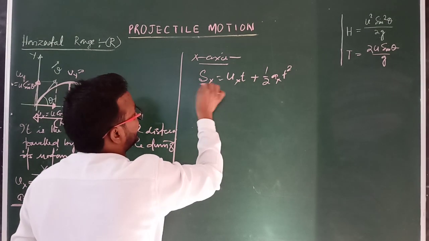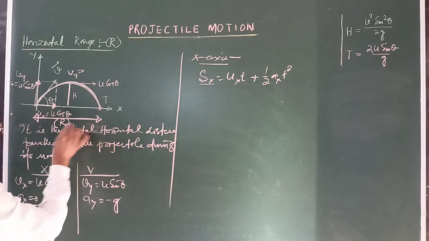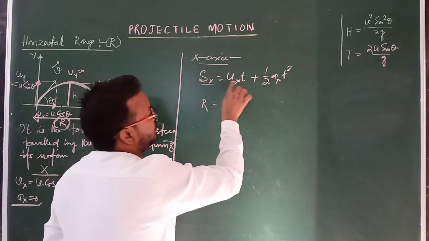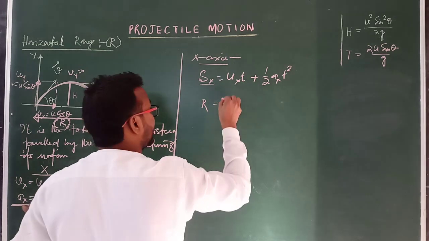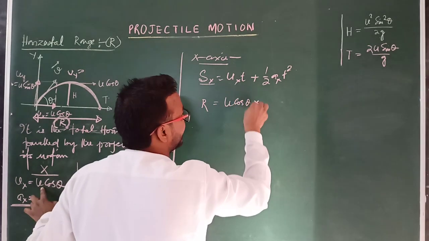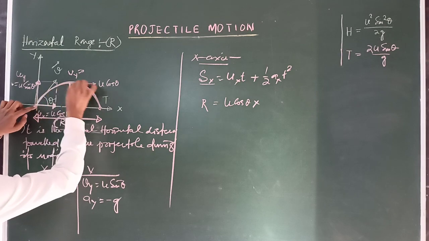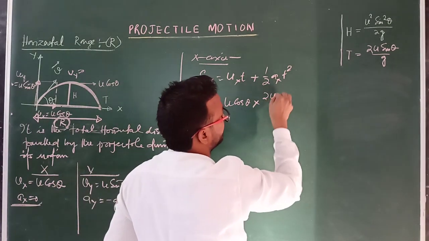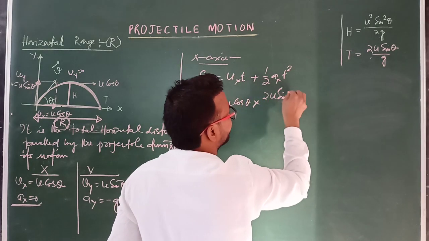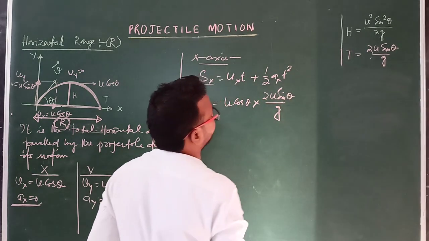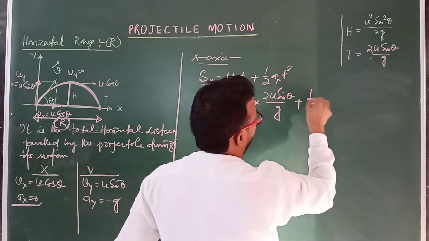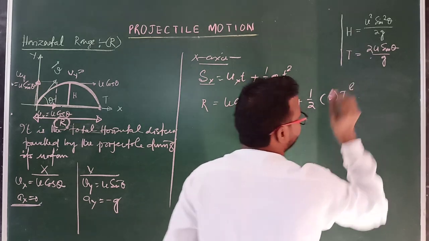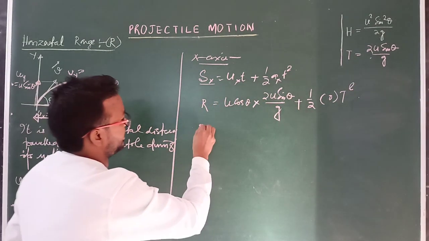Clear? So I am writing Sx in this direction, so this is R. So I am writing R equals initial u cos theta into t, that is the total time of flight. This is known as range. So the total time of flight, how much? Here 2u sin theta by g, plus 1 by 2 ax, acceleration 0, into t square. Clear? Now solve this relation.